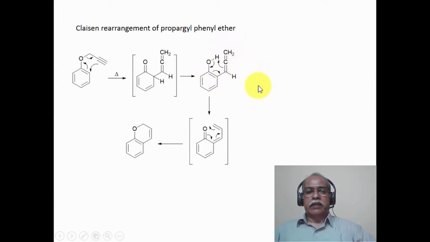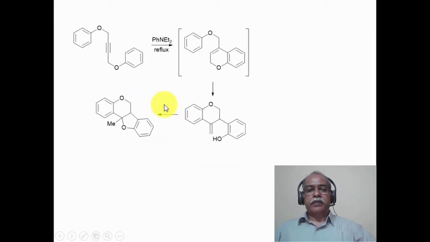This does not survive the reaction condition. It undergoes hydrogen transfer. In other words, this is a 1,5 hydrogen shift that is taking place to generate the intermediate which is shown here, for example. This intermediate essentially undergoes cyclization to give this chromene derivative, which is the final product of the propargyl phenyl ether rearrangement. So this is one convenient way to synthesize the chromene derivatives of several kinds.